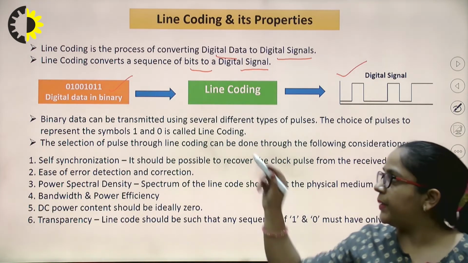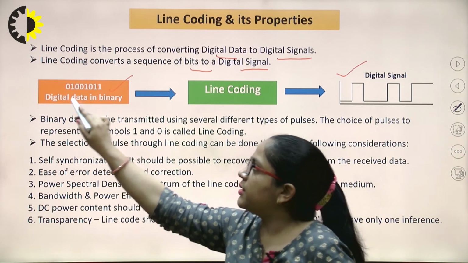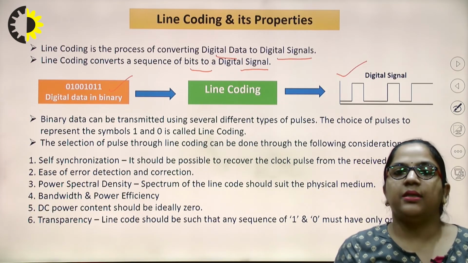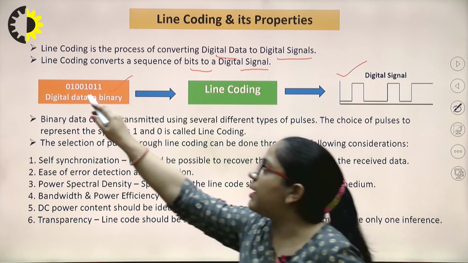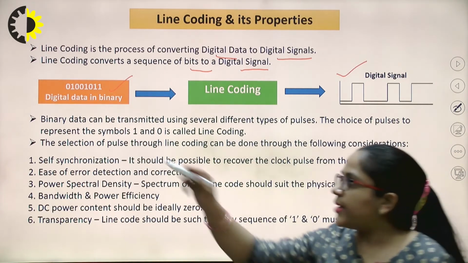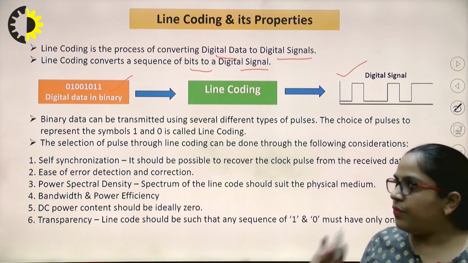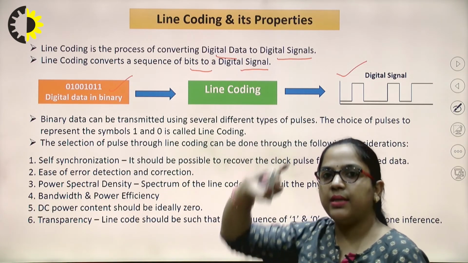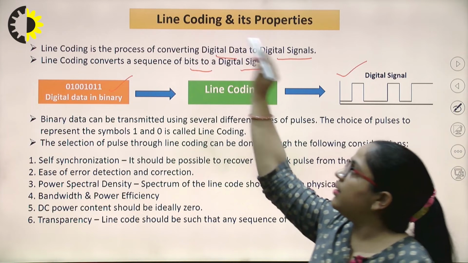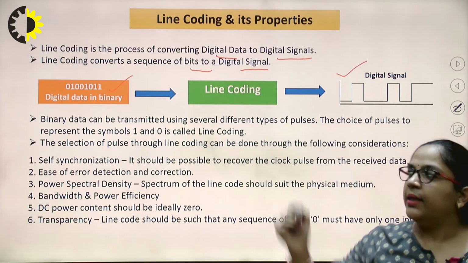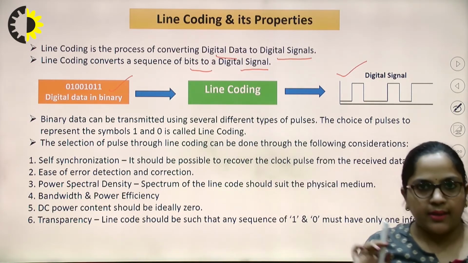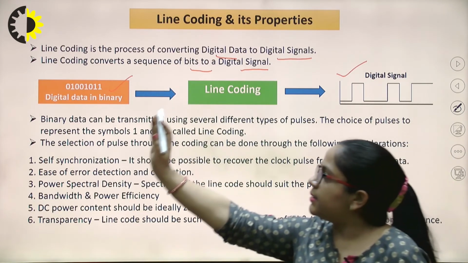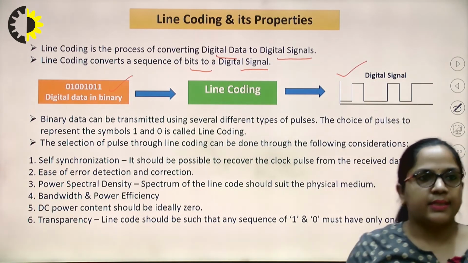We cannot transmit this 0101. It is just the representation of our true information that is in the form of analog. So we don't have any provision to transmit this 0101. First we have to convert this representation into some kind of signal. This conversion will be done with the help of the technique called line coding. So line coding technique is a process of converting digital data into digital signals.